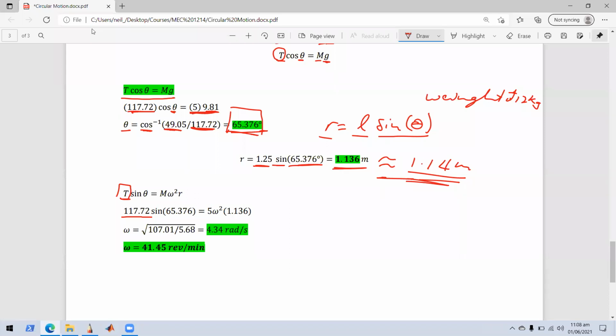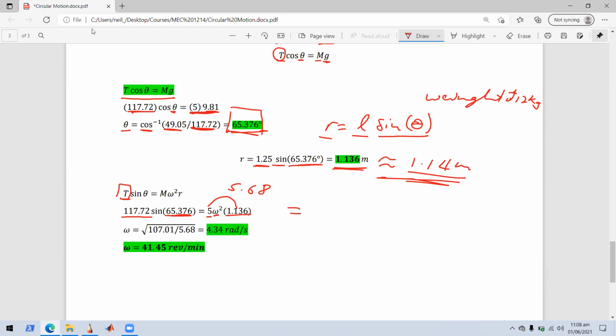T is 117.72 newtons times sine of theta, where theta is 65.376 degrees, right? Times the mass, which is 5 kgs, omega squared, which is our unknown, times r, which we just found as 1.136 meters. Solving this, we're going to manipulate this algebraically. We're going to multiply this 5 by this 1.136, then carry it over and divide it by that, right? So 5 times 1.136 should give us about 5.68.